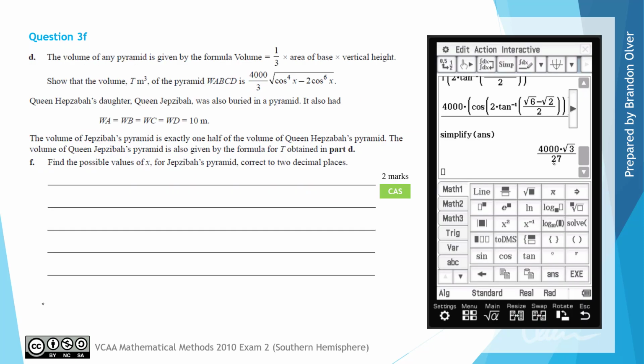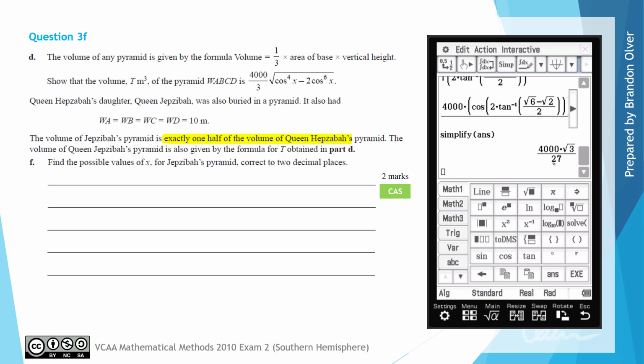So question 3 goes on to say that Queen Hepzibah's daughter, Queen Zepzibah, was also buried in a pyramid. It also had WA equaling WB equals WC equals WD equals 10, which means we have the same volume formula applying to this question. However, the volume of Zepzibah's pyramid is exactly 1/2 of the volume of Queen Hepzibah's pyramid. The volume is also given by the formula T, which I've included up above.